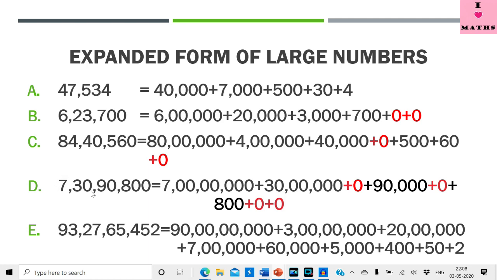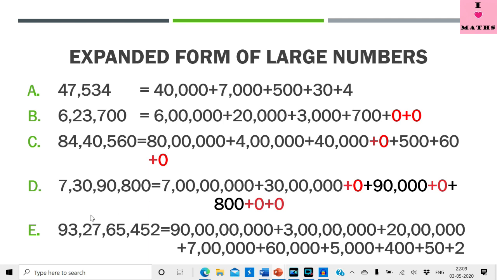7 crore 30 lakh 90,800. So this is equal to 7 crore plus 30 lakh plus 0. And this 0 is because of this 0 at the lakhs place. Plus 90,000 plus 0. Again this 0 is because of this 0 at thousands place. Plus 800 plus 0 plus 0. And these two zeros are because of these two zeros.